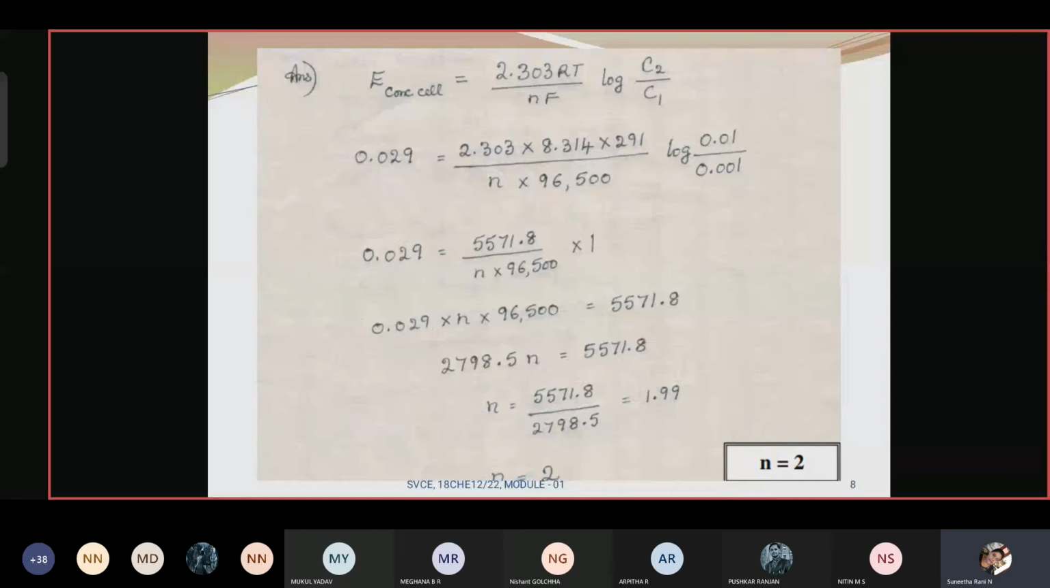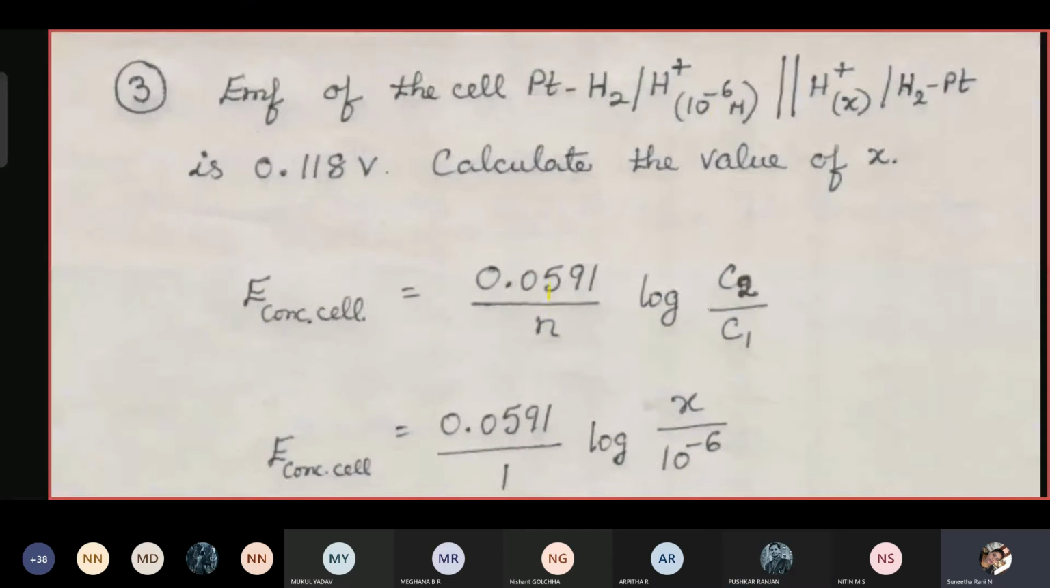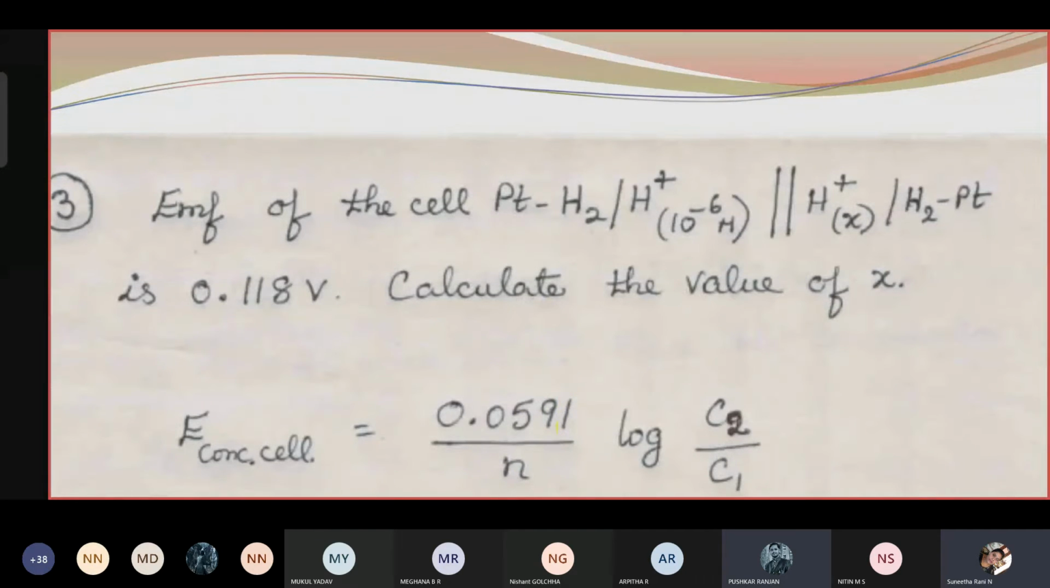EMF of the cell: platinum hydrogen electrode, single slash H plus. What is the concentration of H plus? 10 raised to minus 6 molar, double slash H plus ion X, and H2, Pt, that is platinum. Ma'am, where is the question? Third line: EMF of the cell. Calculate the value of X. Can't you see? Yes, ma'am, that's visible.